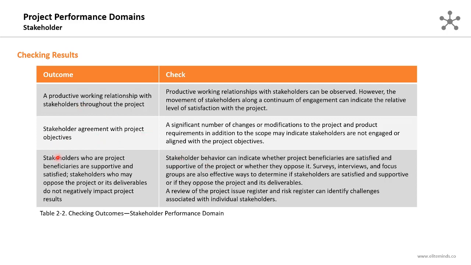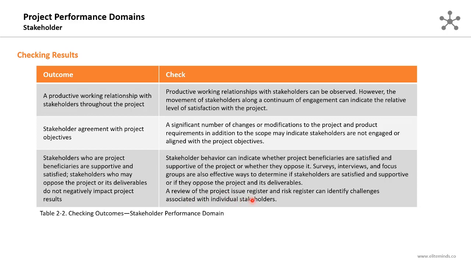The third outcome is that stakeholders who are project beneficiaries are supportive and satisfied, and you need to deal with stakeholders who oppose the project or its deliverables, so that they do not negatively impact the project results. Stakeholder behavior can indicate whether project beneficiaries are satisfied and supportive of the project or whether they oppose it. Surveys, interviews, and focus groups are also effective ways to determine if stakeholders are satisfied and supportive or if they oppose the project and its deliverables.